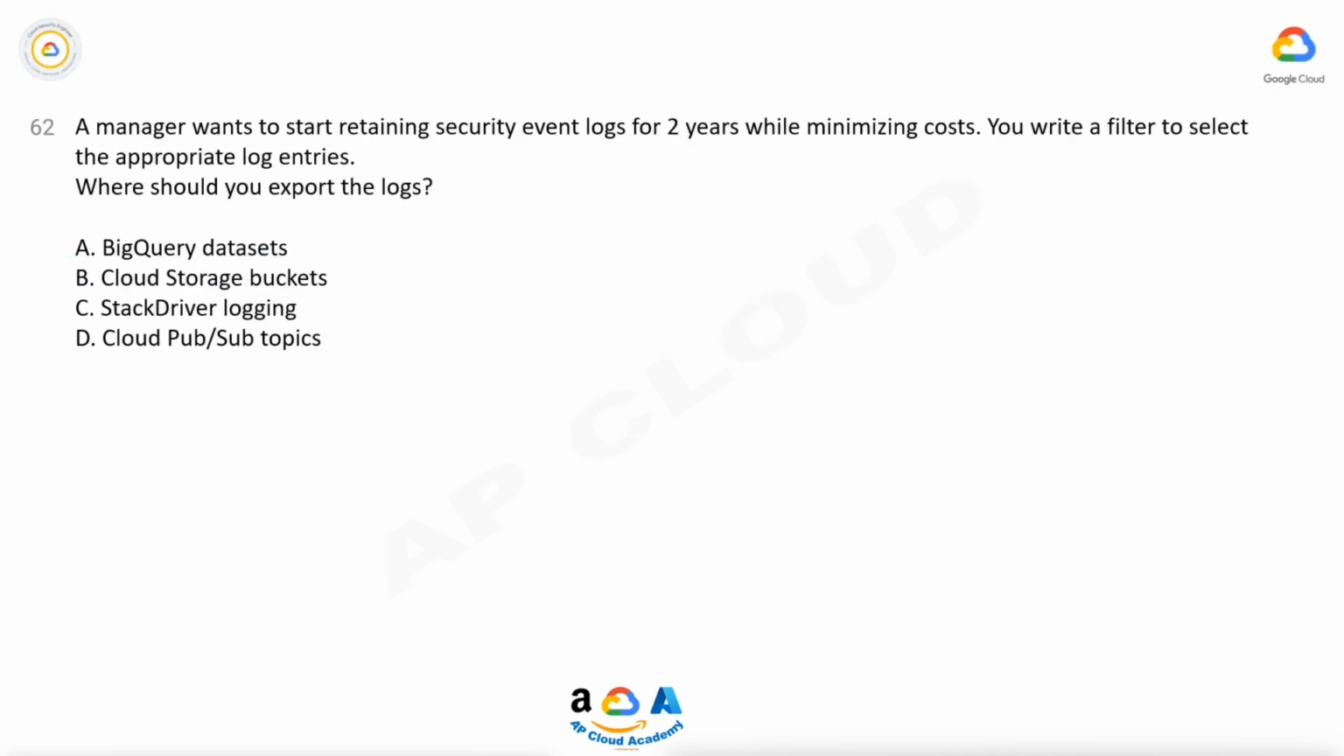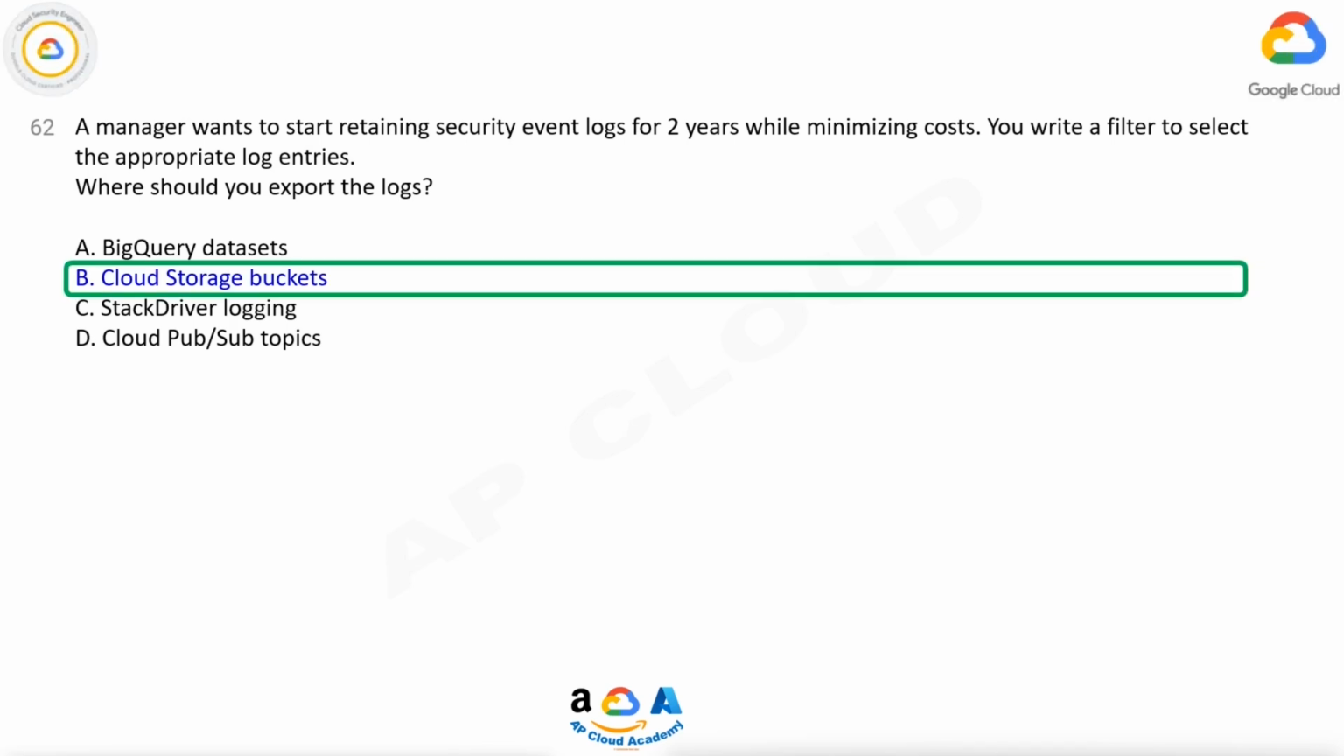62. A manager wants to start retaining security event logs for 2 years while minimizing costs. You write a filter to select the appropriate log entries. Where should you export the logs? A. BigQuery datasets. B. Cloud Storage buckets. C. Stackdriver Logging. D. Cloud Pub/Sub topics. Correct answer, B. Cloud Storage buckets.